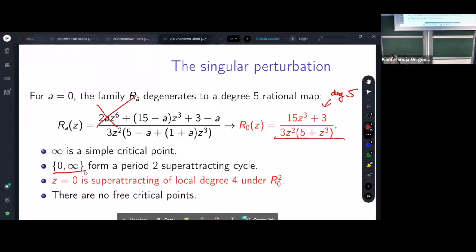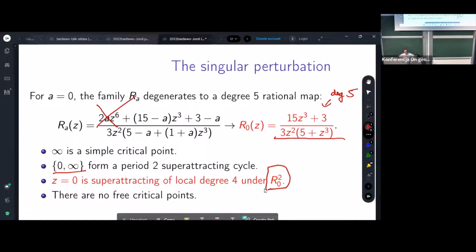And what's important also, in this case, we are going to be interested in the dynamics near 0. So we are always going to consider the map R squared. It's not having period 2; having singular perturbations when you have period 2 is not that easy. So the first thing you do is, let's take the square of the map. We take the second iterate of the map.